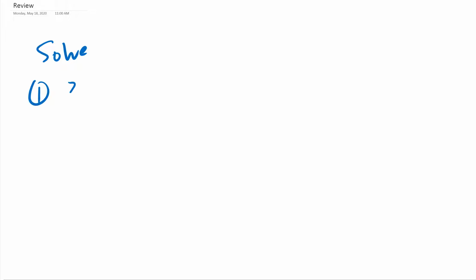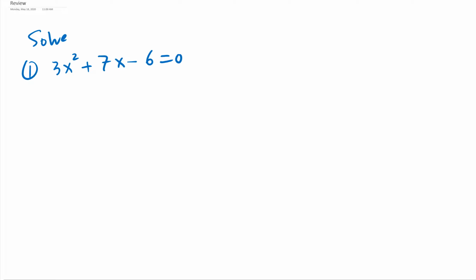equations. Say we have 3x squared plus 7x minus 6 equals 0. How do we solve such an equation? Well, if it's not equal to 0, make sure it's quadratic. You set everything equal to 0. So what you do here is factor this one out.